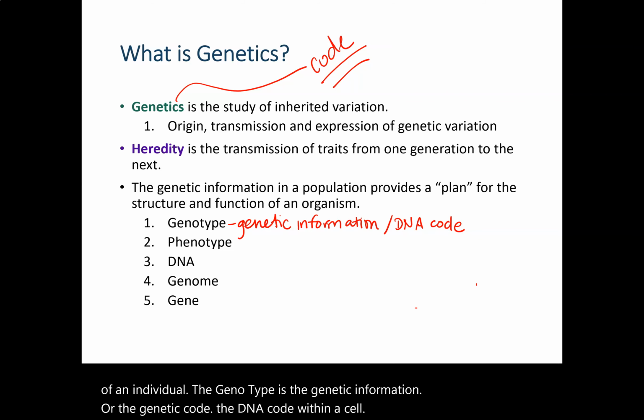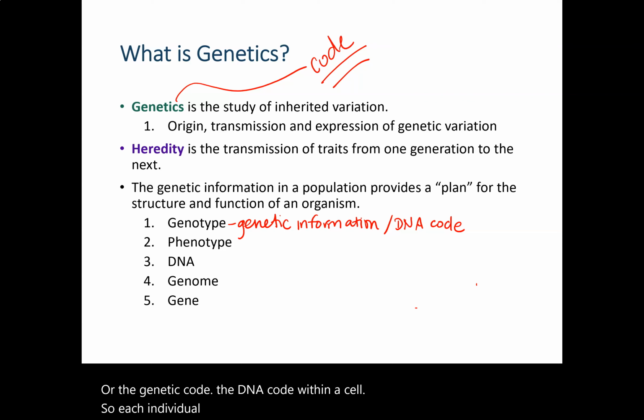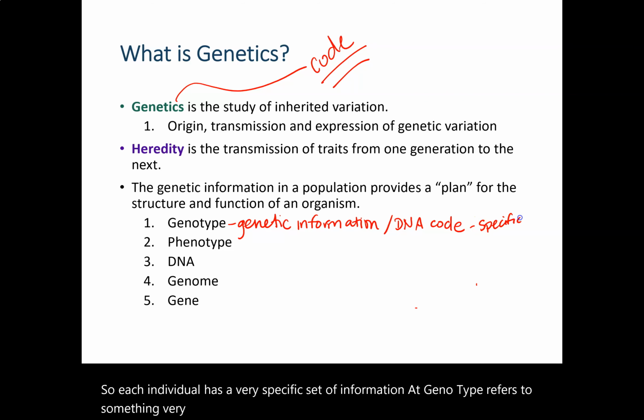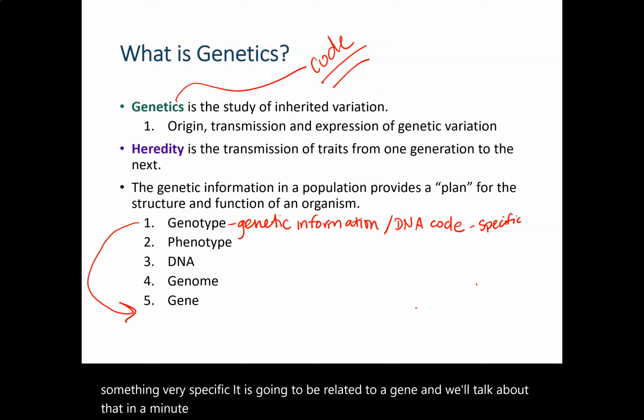So each individual has a very specific set of information. Now, genotype refers to something very specific. It is going to be related to a gene, and we'll talk about that in a minute. But a genotype is the specific set, the specific code for a particular trait.